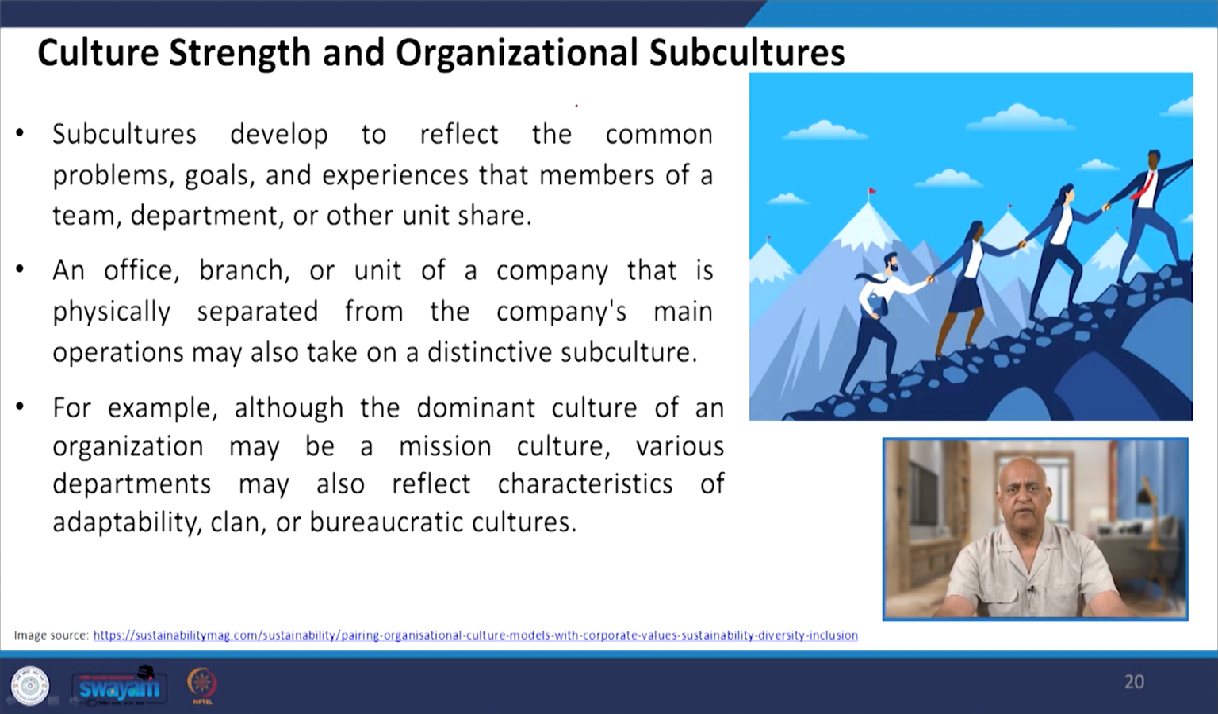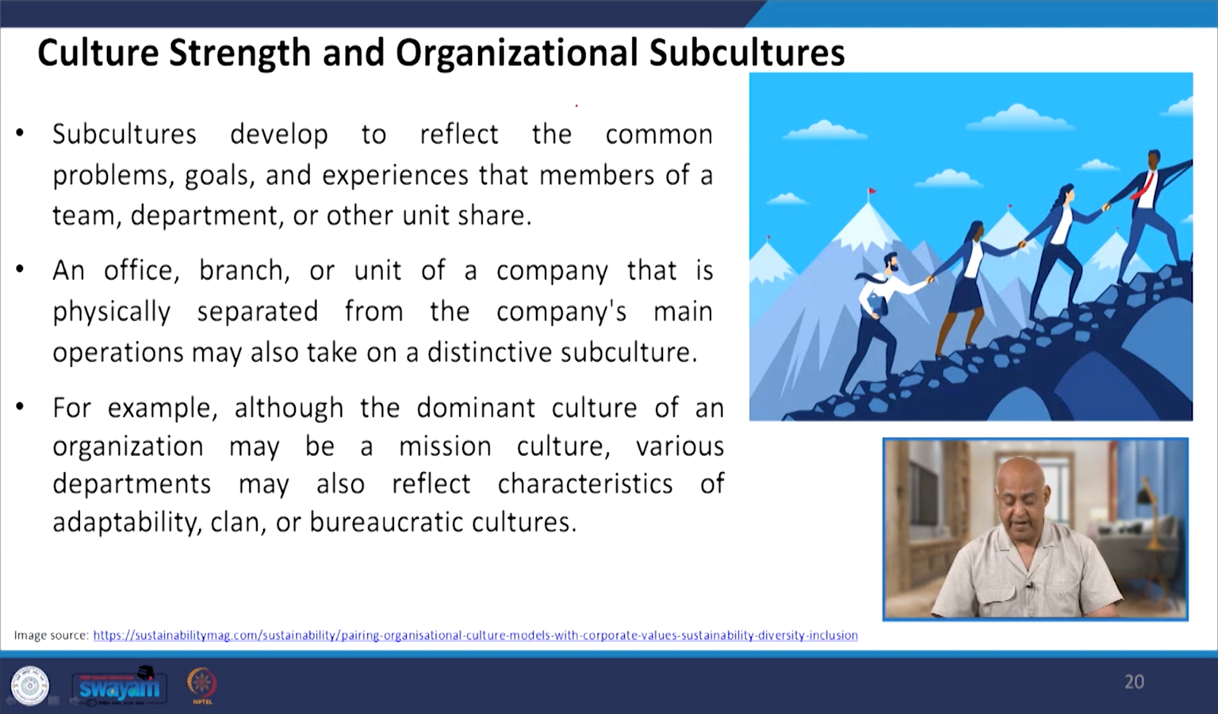Therefore, an office, a branch, a unit, or a company that is physically separated from the company's main operation may also take on a distinctive subculture. For example, although the dominant culture of an organization may be a mission culture, various departments may also reflect characteristics of the adaptability, clan, or bureaucratic culture.